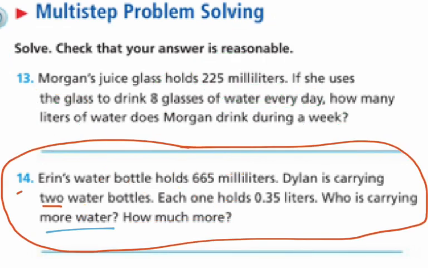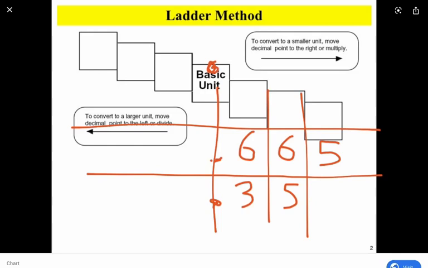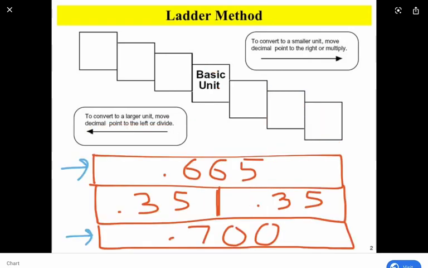Looking at problem number 14, Aaron has a water bottle. It holds 665 milliliters. Dylan is carrying 2 water bottles that each hold 0.35 liters. They're asking who carries more. So what I did here is I put my numbers in the place value chart. This is 665 milliliters. This is 0.35 liters. So I have 2 bottles of 0.35, and together that would make 0.7 liters.